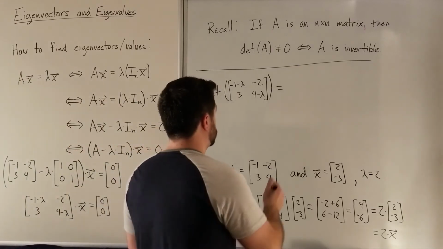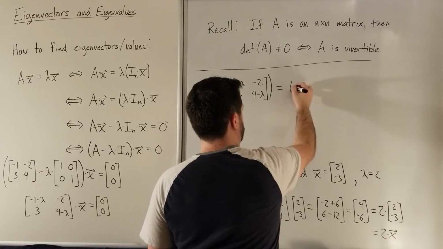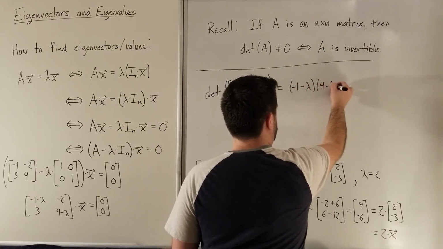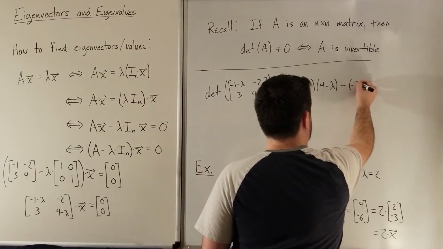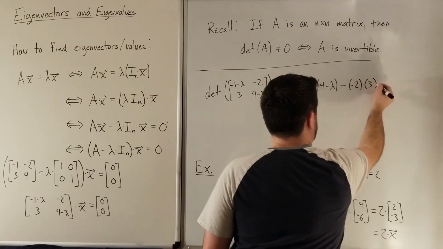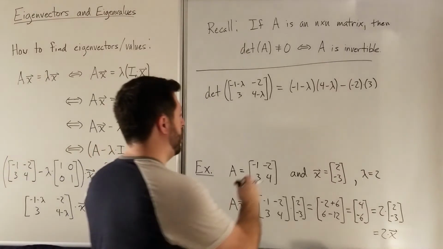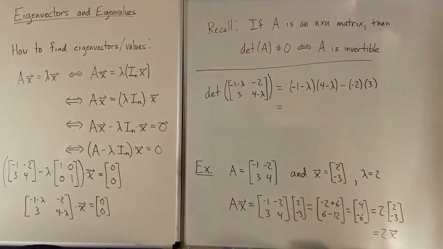So the determinant of this is the product of these two minus the product of these two. Just remember that determinants get a bit harder as you increase the size of the matrix, but they're still doable. If the matrix is too big, remember you can always use a computer to do that for you.